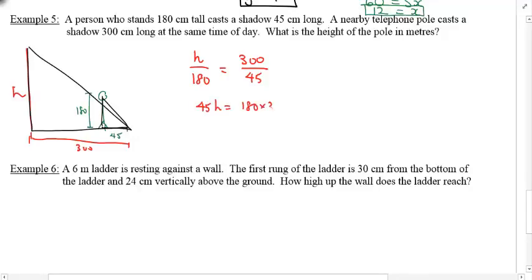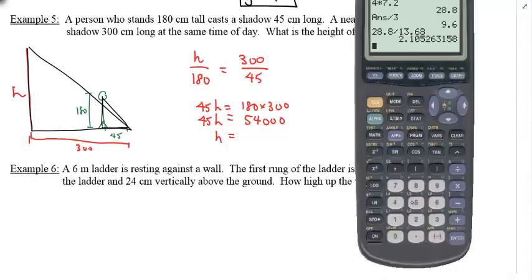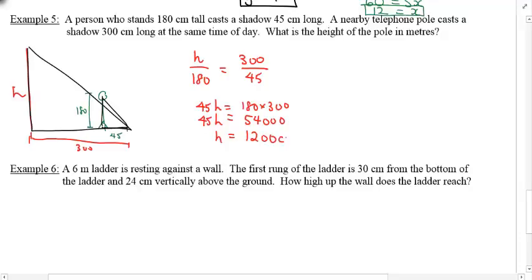Well, big numbers. 180 times 300, that's 54,000. Gotta divide both sides by 45. 54,000 divided by 45 gives us 1,200 centimeters, or I'll say 12 meters tall. That's a pretty tall lamppost.